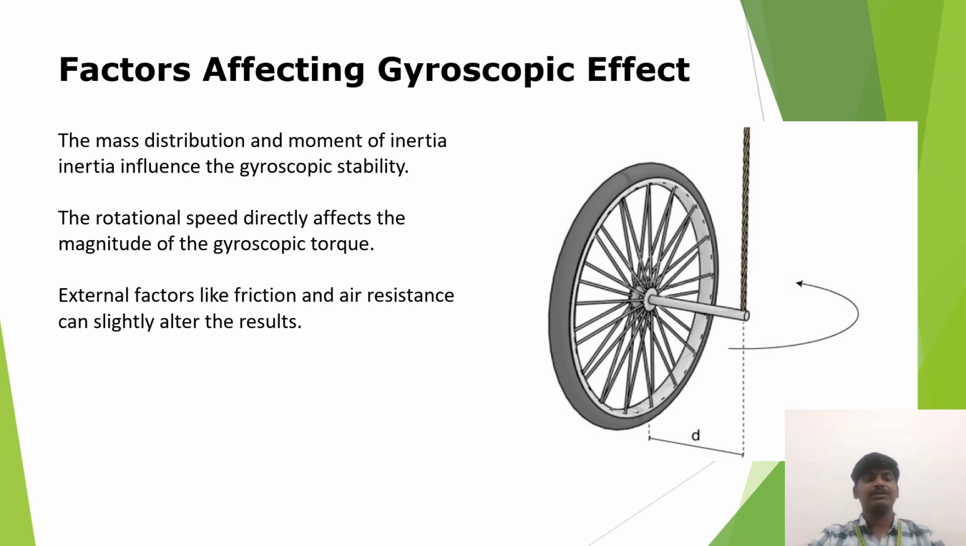The mass distribution and the moment of inertia influence the gyroscopic stability, like I section, T section, L section. The rotational speed directly affects the magnitude of the gyroscopic torque. External factors like friction and air resistance can slightly alter the results of the gyroscopic effect.